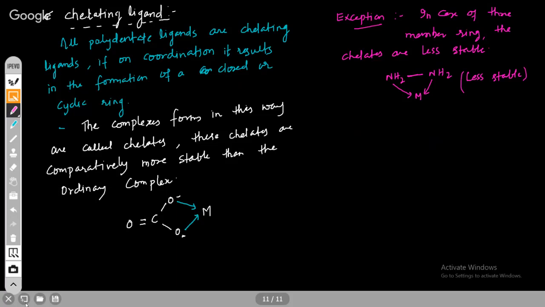Three-member ring is less stable because of angular strain. Any three-member ring is less stable than four-member, five-member, like that. The bond angle is 60, but the hybridization of carbon atom over there is sp3, so it should be 109 degrees. So the angular strain is 109 minus 60. Any smaller member ring is less stable than the larger member ring. Four-member ring is more stable than third, five-member ring is more stable than fourth, like that. Understood?